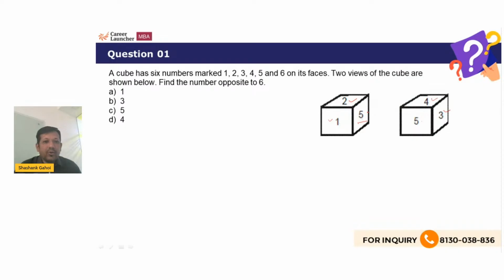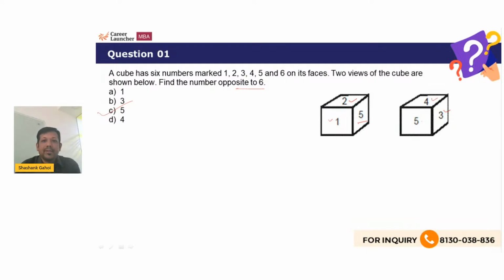So basically every face is going to be adjacent to 4 faces, and one face is going to be the opposite face. So 5 is adjacent to 1, 2, 3, 4. So which number should be opposite to 5? That should be 6. So the answer of this question is going to be 5. Find the number that is opposite to 6. That's going to be 5, and that's going to be our answer number 1.